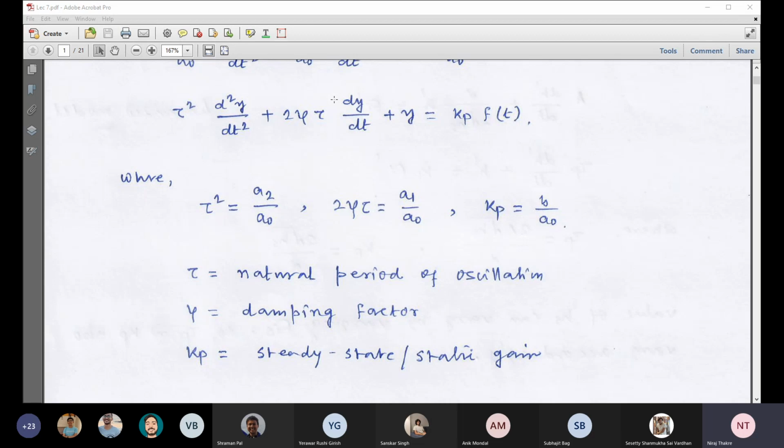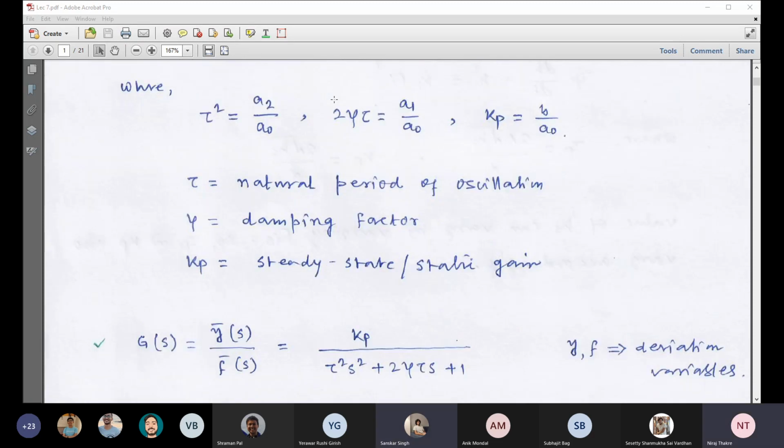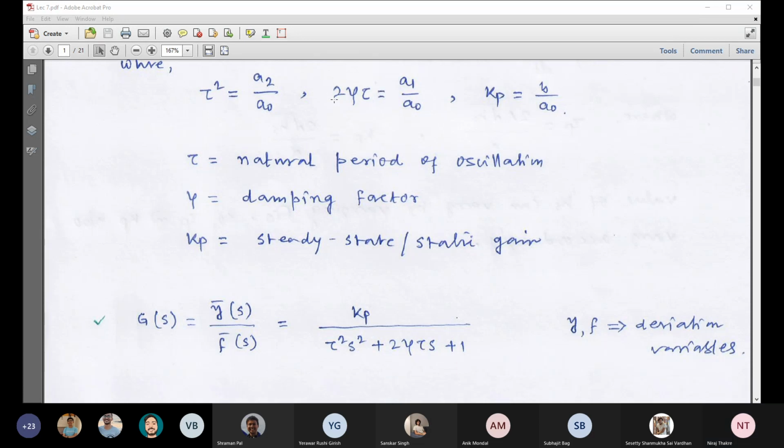You consider y and f, they are both deviation variables. The transfer function is Kp divided by tau² s² plus 2 zeta tau s plus 1. Correct. See, this is the equation. Agree?